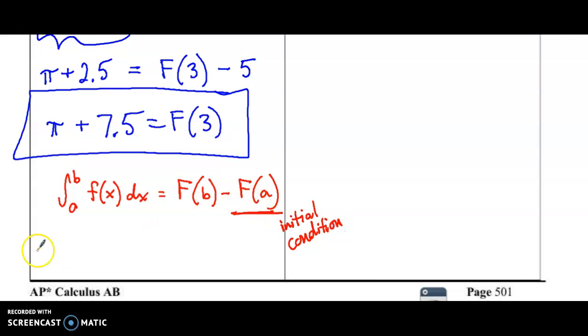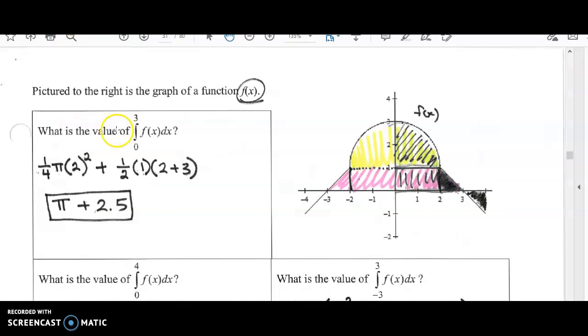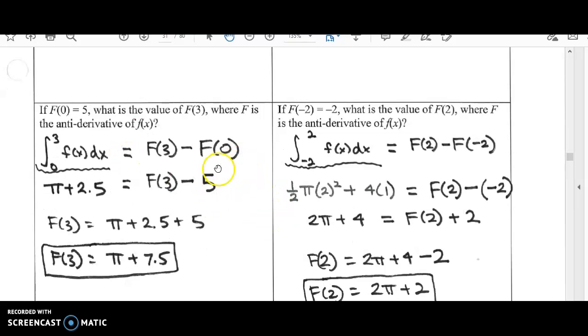What they'll do is they'll go ahead and add that to the left side first. So F of a plus the integral from a to b of lowercase f of x dx, because they have to be antiderivatives of each other, is equal to capital F of b, which is the ending position, ending condition, I guess I should say. Let's see if his answer key is any different than how I wrote it. Oh, that's exactly how he wrote it.